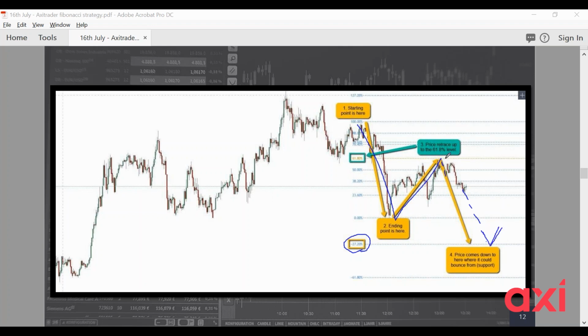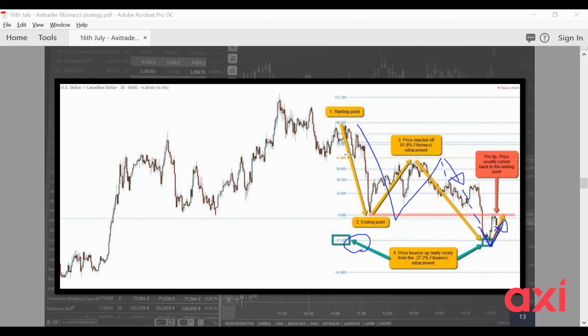So our strategy is not to play the move down, right? Our strategy is to play this little bounce up here. That is the trading strategy which I'll be teaching you guys, and you can see in this example exactly how price went down, it came up, and it went down, it touched the negative 27% over here, and then it bounced up, right?